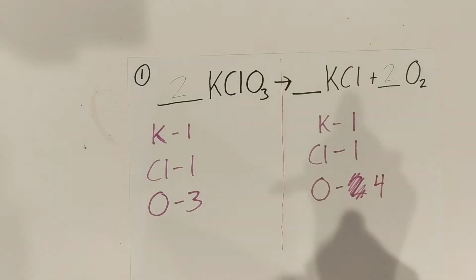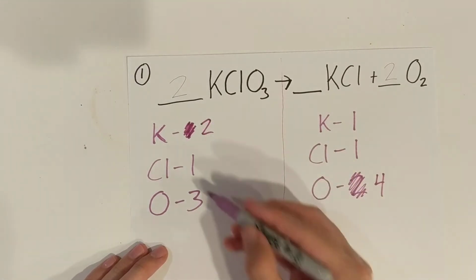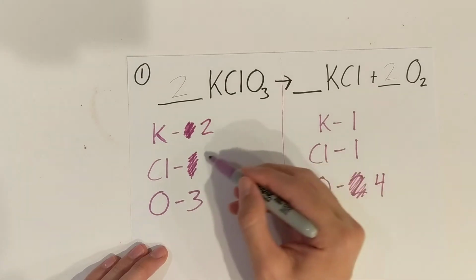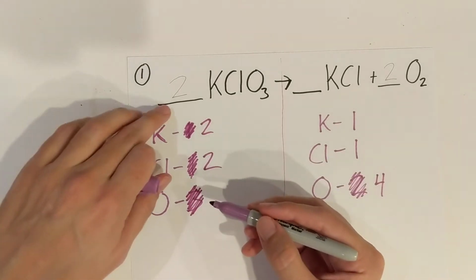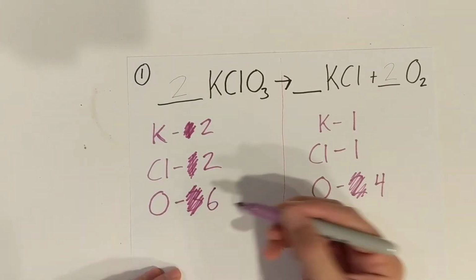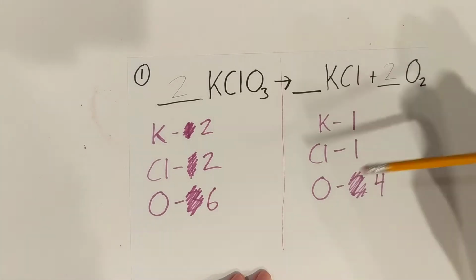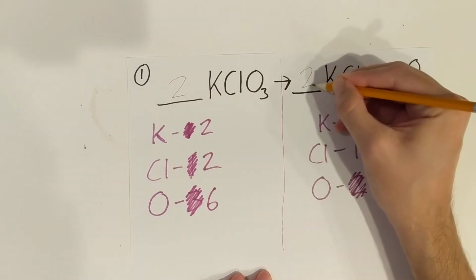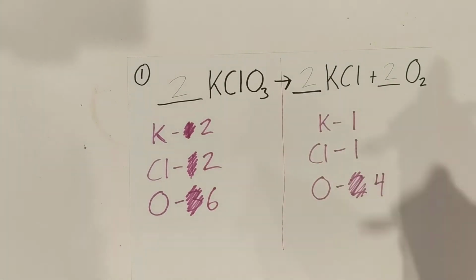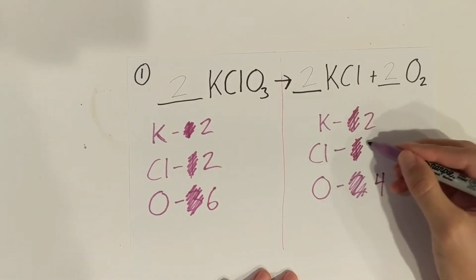So if we do that, 2 potassium, 2 chlorine, and 2 times 3 would be 6 oxygen. So now we need more potassium and chlorine on this side. So we could put a 2 here. And that would give us 2 potassium, 2 chlorine.